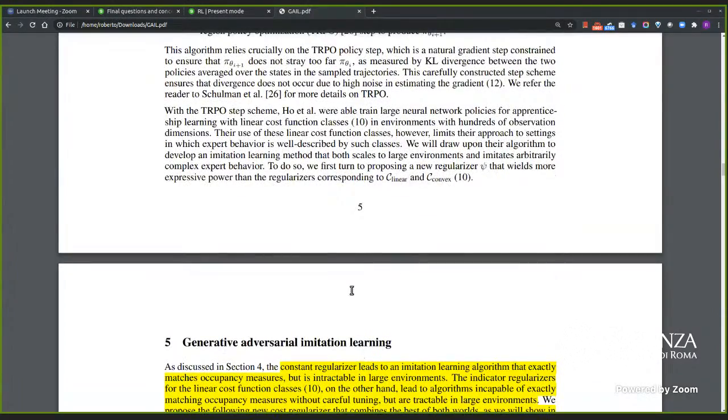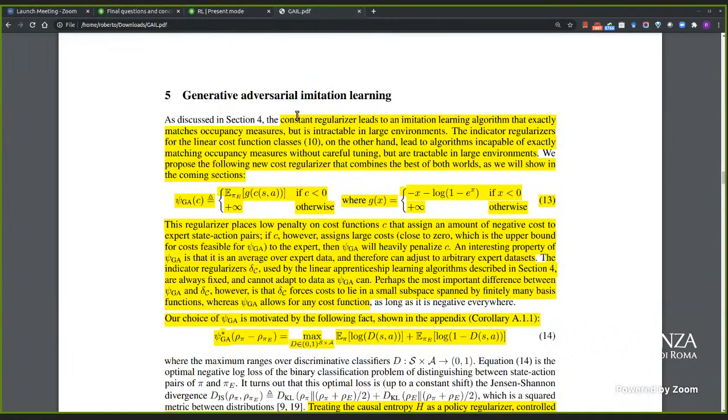Okay, and this is what they repeat here. Constant regularizer lead to an imitation learning algorithm that exactly matches occupancy measures, but is intractable in large environments. And the indicator regularizers for the linear cost function classes, on the other hand, lead to algorithms incapable of exactly matching occupancy measures without carefully tuning, but are tractable in large environments. This is a summary of what they were discussing so far.